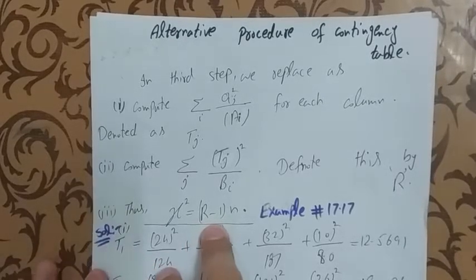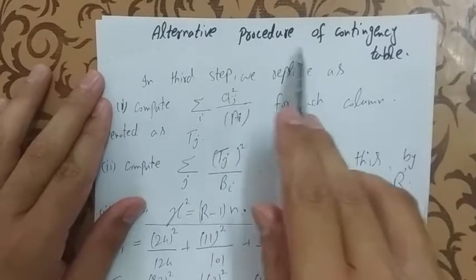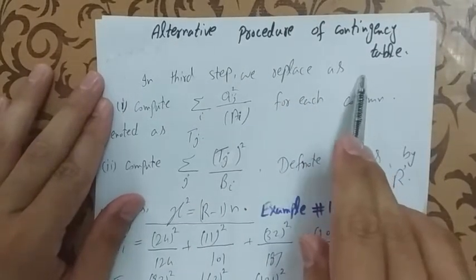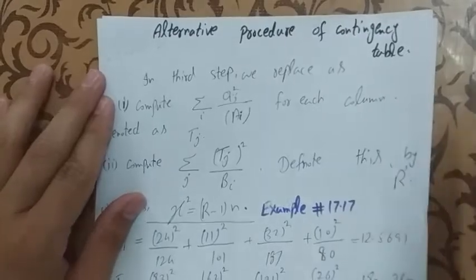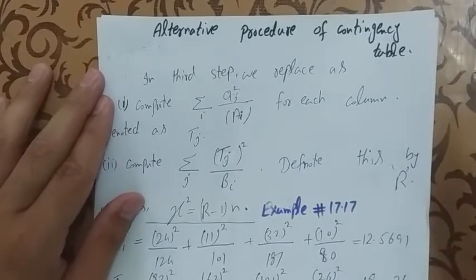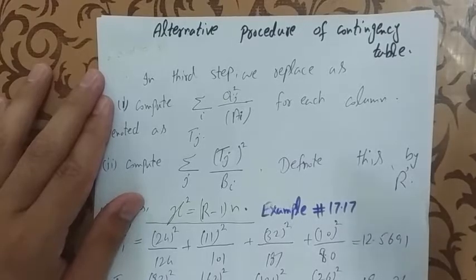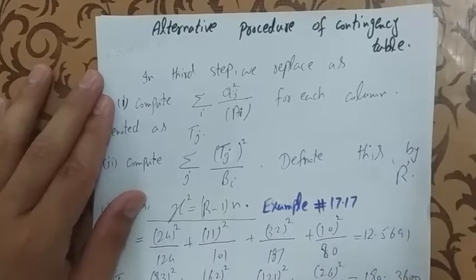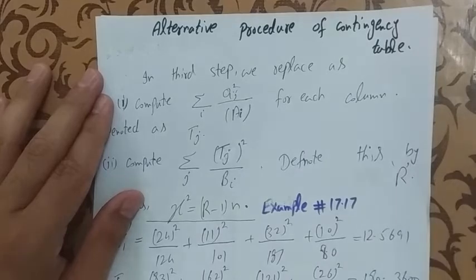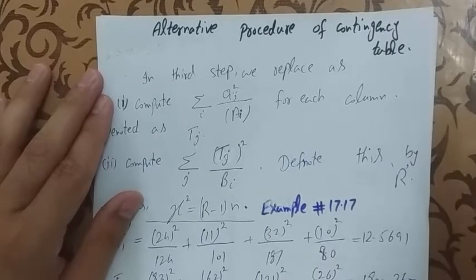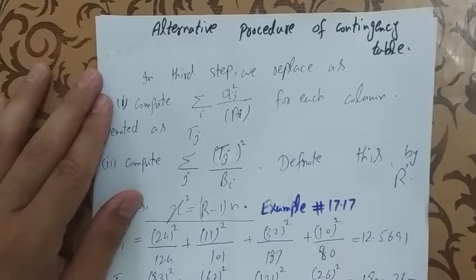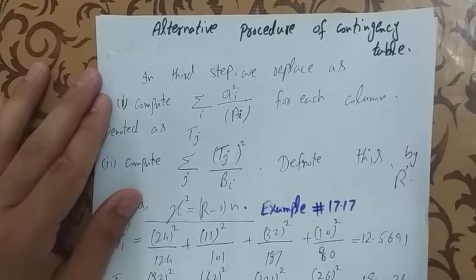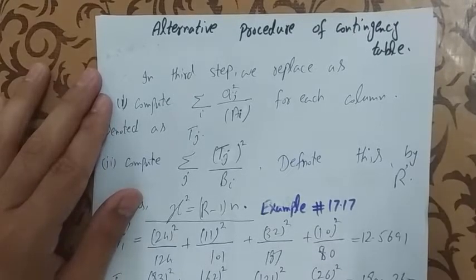Now we are studying the alternative procedure of the contingency table. I think two or three videos before we studied the contingency table, its procedure, and also how this test is implemented on the problem. Now this test is the procedure which we understood in the previous video.